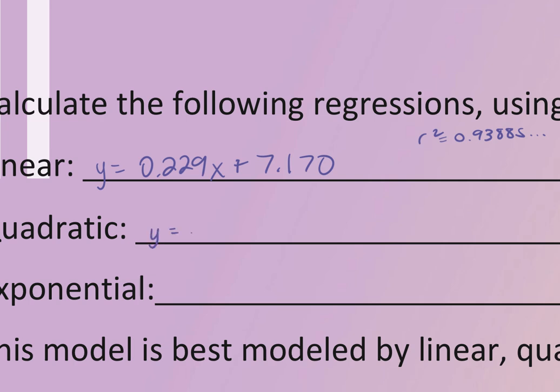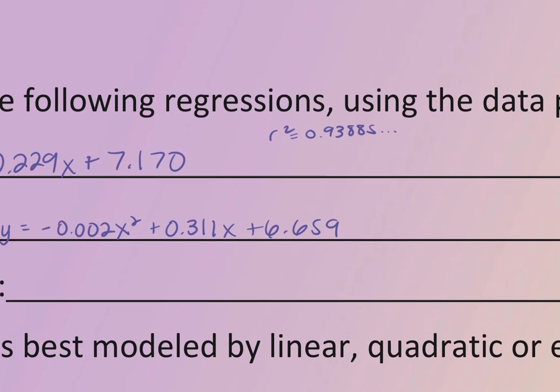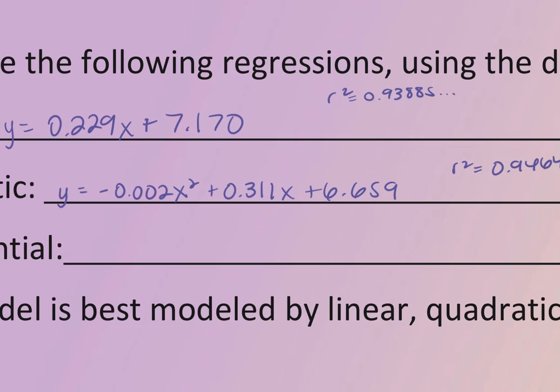Then I'm going to run the quadratic. Y equals negative 0.002, because it's 1/6, x squared, plus 0.3109, which becomes 1, x, plus 6.659. And my r squared is 0.94647. So better than the linear already.